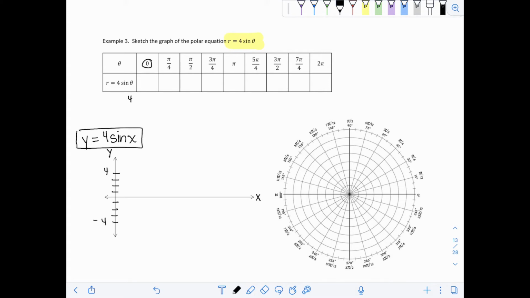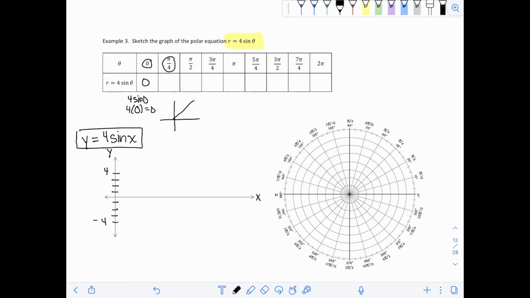Okay, back to our polar graph though. 4 sine of theta means 4 sine of 0. And sine of 0 is 0, so this answer is 0. And then what about if we plug in pi over 4?